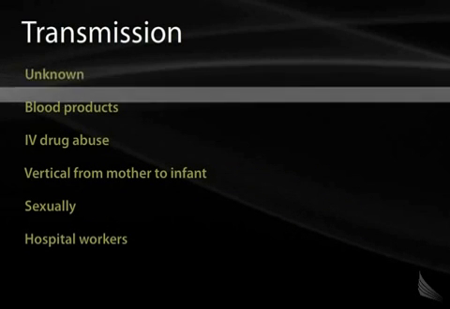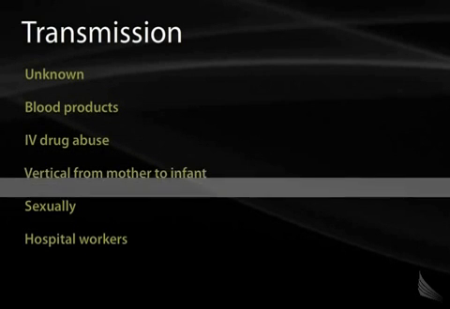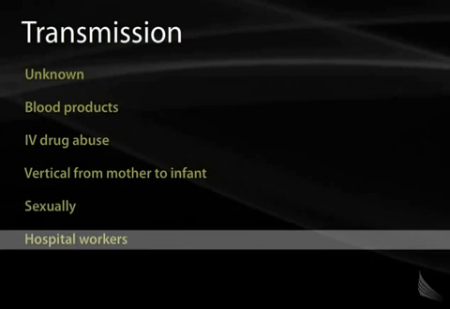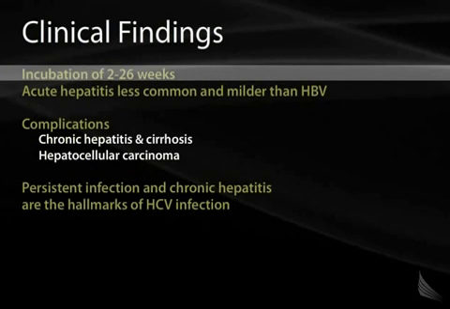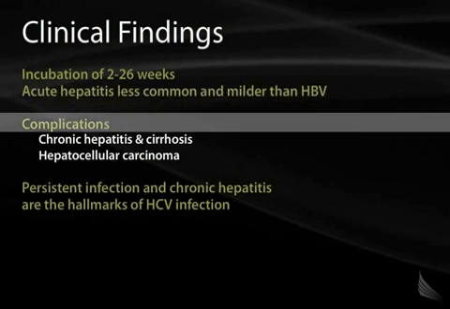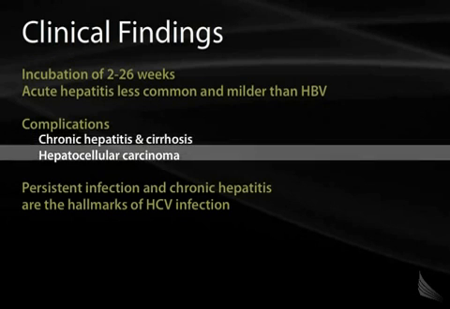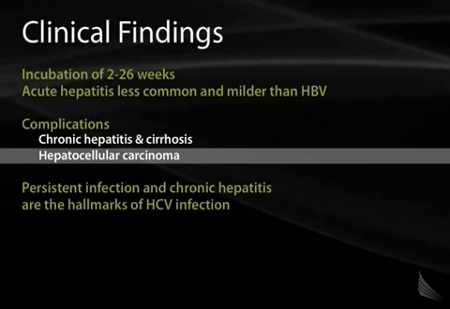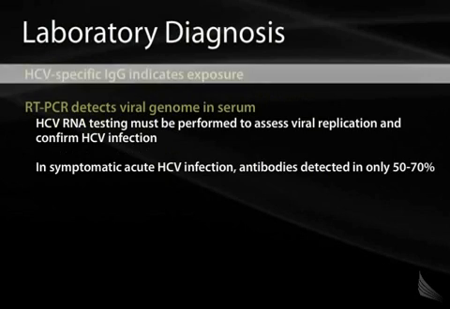Transmission happens in a number of ways: blood products, IV drug abuse, vertical from the mother to the infant, sexually, and it's frequently found in hospital workers. Clinical findings include an incubation period of 2 to 26 weeks. Acute hepatitis is less common, and it's milder than hepatitis B. You worry with hepatitis C about the complications of chronic hepatitis and cirrhosis, and also the likelihood of hepatocellular carcinoma. Persistent infection and chronic hepatitis are the hallmarks of HCV infections.